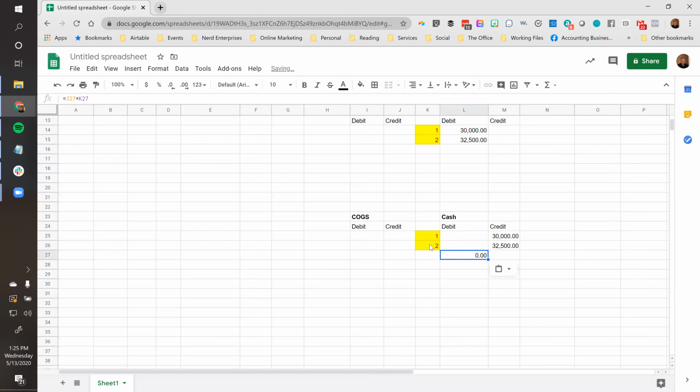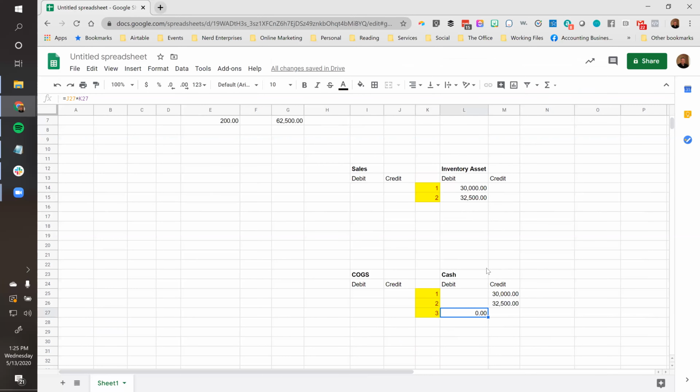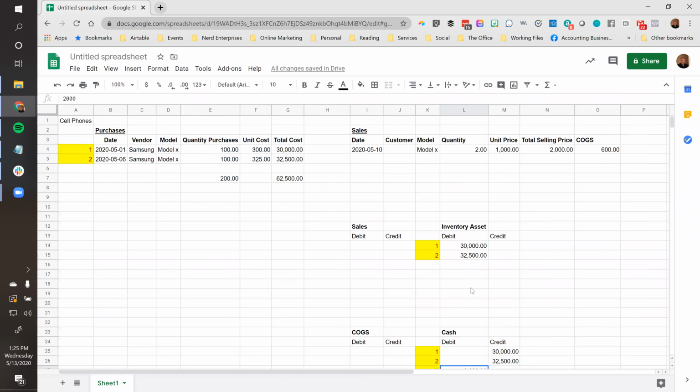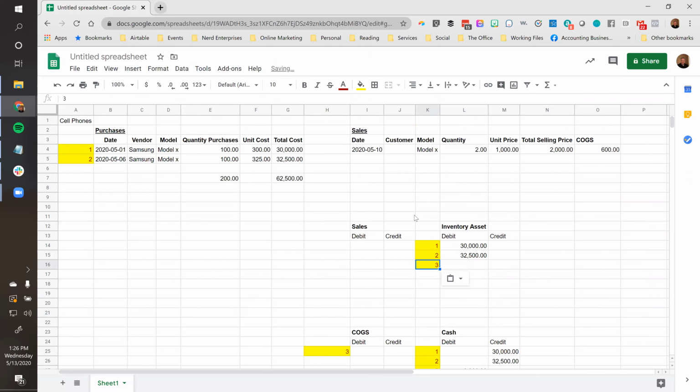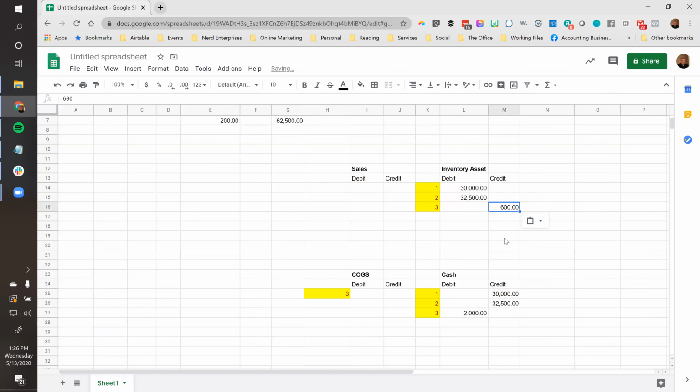We're going to debit cash. This is transaction number 3. Okay, and this is going to be 2,000. Okay, now we're going to credit inventory, and we're going to debit cost of goods sold for the rest of the sale, right? So inventory is going to be reduced by $600, right? So we credit inventory, and we debit cost of goods sold 600.